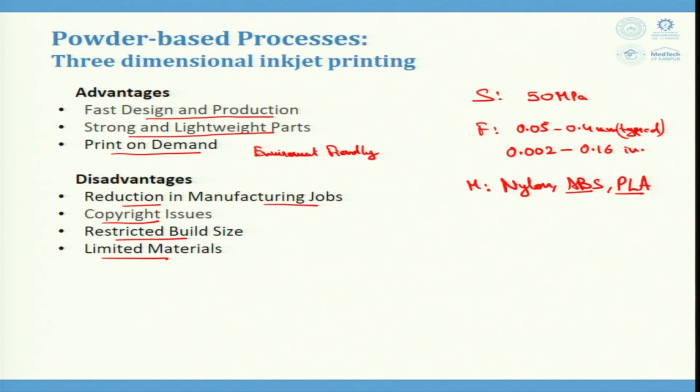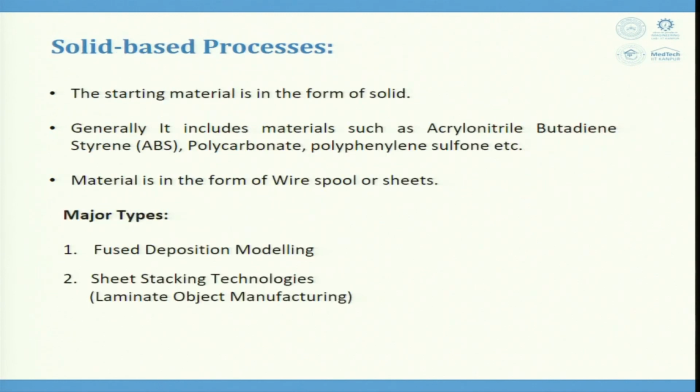Next comes the solid base processes. The starting material in the solid base processes is a solid. Generally, it includes materials such as ABS, polycarbonate, polyphenylene sulfone, etc. Material is in the form of wire spool or sheets. Major types are fused deposition modeling and sheet stacking technologies, that is laminated object manufacturing. These two processes I will also discuss.